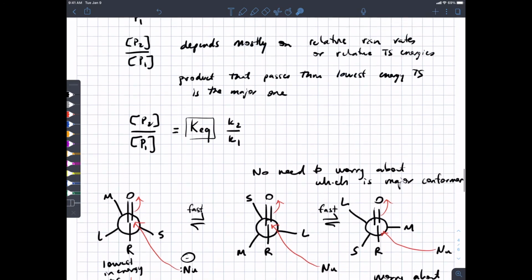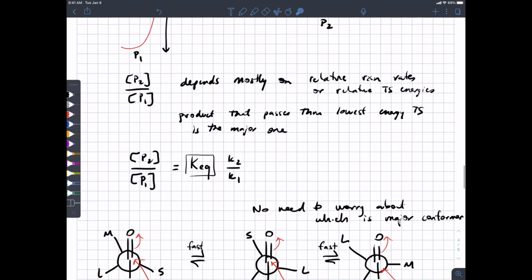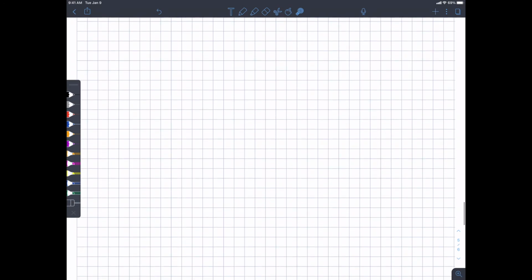Okay, so that was 3. There's 2 others that don't require a lot of explanation. 4 is the principle of microscopic reversibility.